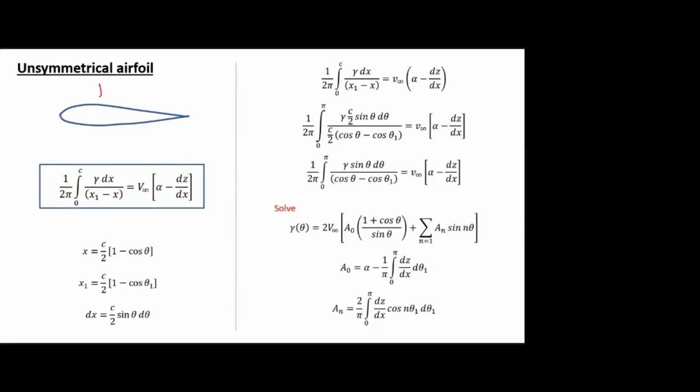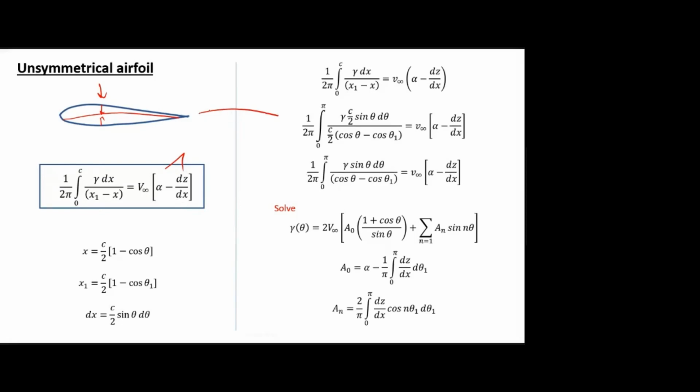So next one is the unsymmetrical aerofoil. Again, we don't take this thickness. We will take only the camber line. So this will be our final airfoil. Okay, only the camber line. And this is the general equation, the fundamental equation.